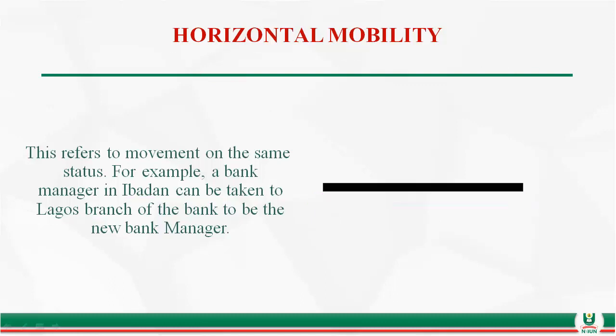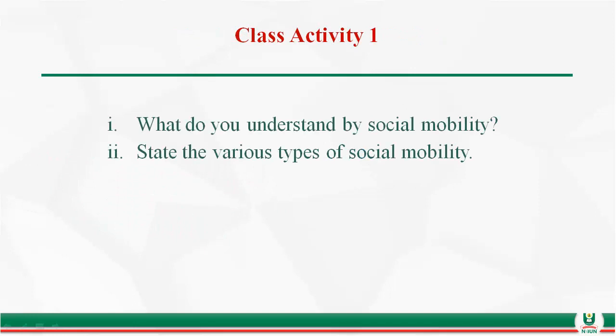All right, let's now look into our first class activity for this lesson, just to be sure that you have understood the lesson. The first one is, what do you understand by social mobility? We've discussed that. Remember, we talked about movement of individuals or groups within the social stratification system. State the various types of social mobility. You should be able to attempt these simple questions.